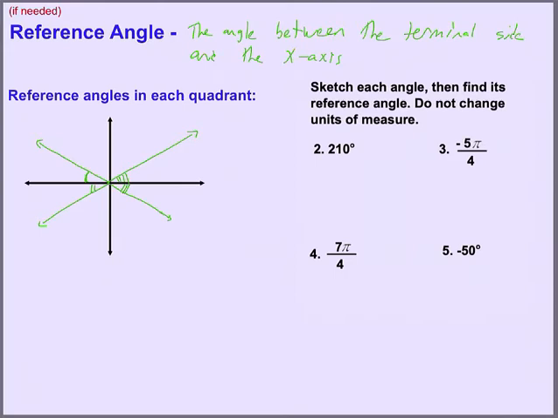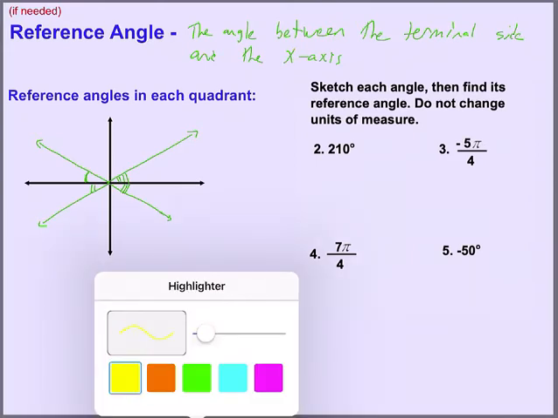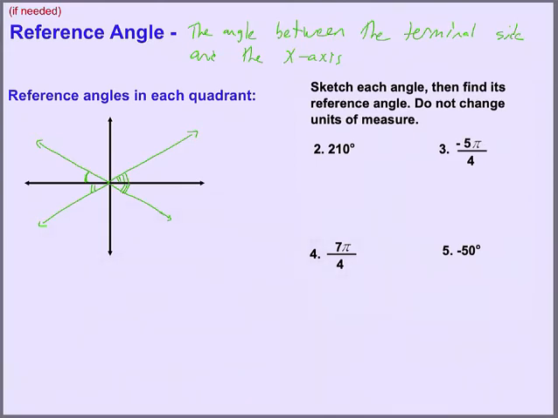And one thing that helps you remember where these reference angles go is if you think of this as like a little bow tie. That helps you remember where the reference angles are. The reference angles are never out here or up there. Those are never reference angles.